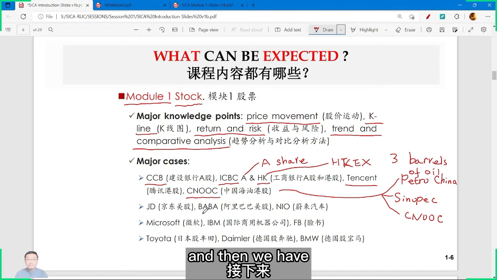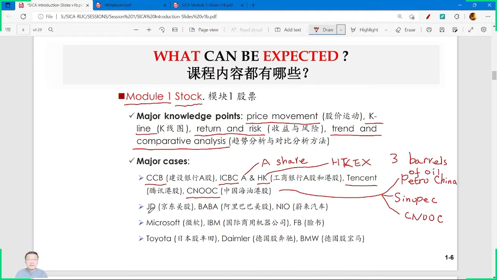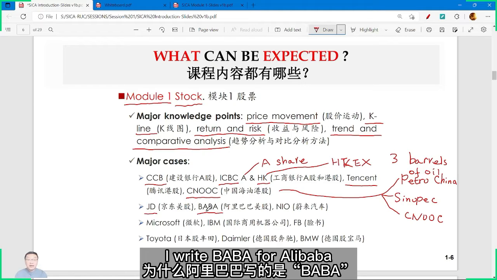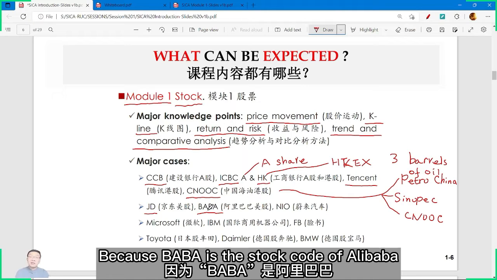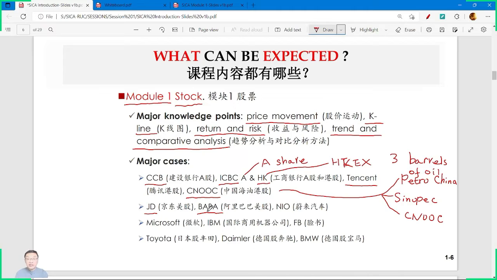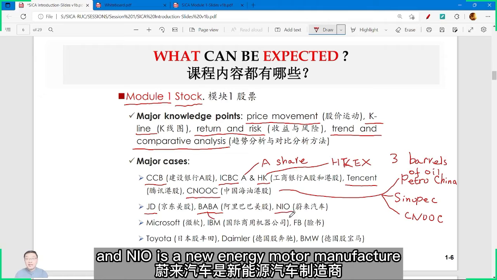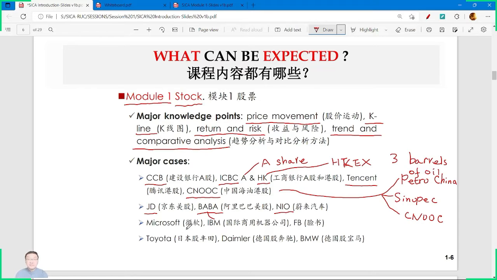And then we have some of the Chinese companies, their stock listed in US. We have Jingdong. We have Alibaba. So you may wonder why I write BABA for Alibaba, because BABA is the stock code of Alibaba listed in New York Stock Exchange. So in a word, it's the stock code of Alibaba. And NIO. NIO is a new energy motor manufacturer. Recent years, it gets very famous.